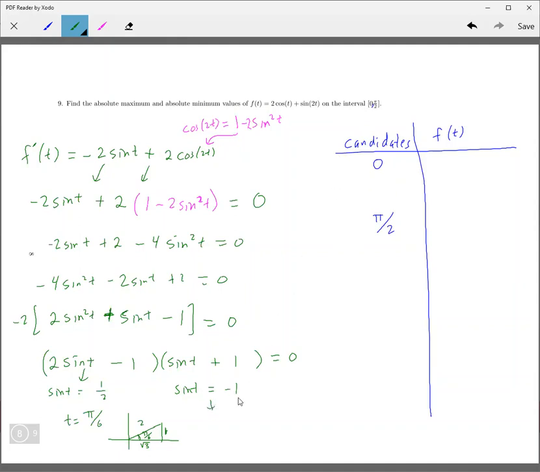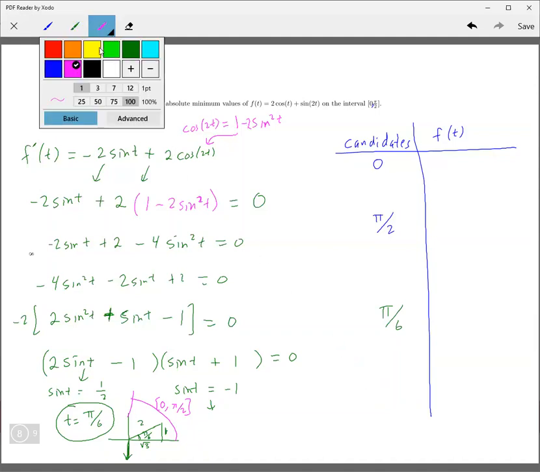And then this one, when the sine is negative 1, it has to be an angle that's pointing down this way, and there's none of those between 0 and pi over 2, because 0 to pi over 2 is all these angles up here in the first quadrant. So none of those is going to work. So that means that we're going to add pi over 6 as the candidate.